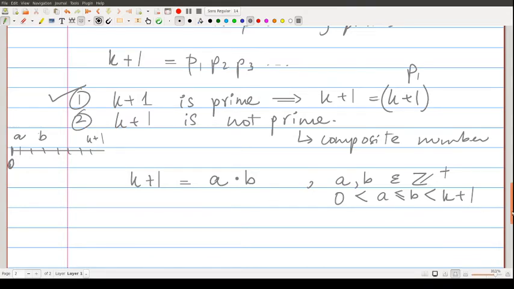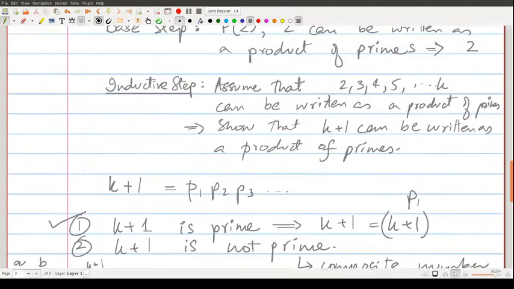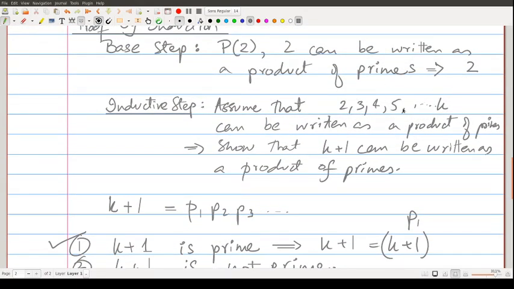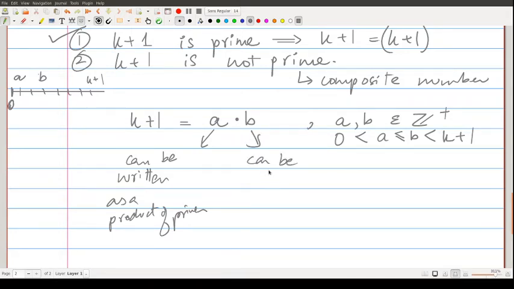Okay, and now we have two numbers which are smaller than k plus 1, but for integers that are smaller than k plus 1, we already know that it holds. So we know that a can be written, because that's the inductive assumption that we've made, as a product of primes. And we've also assumed that b can be written, because it's a smaller number than k plus 1, as a product of primes, which means this is just a product, right?